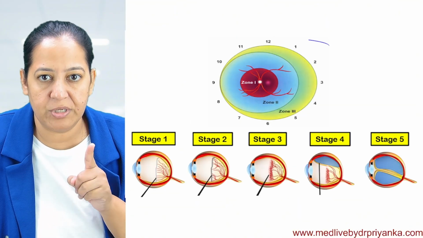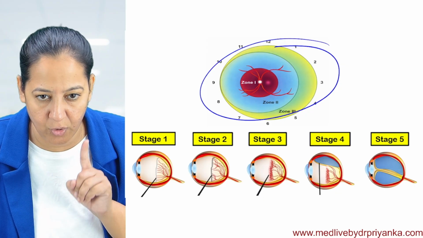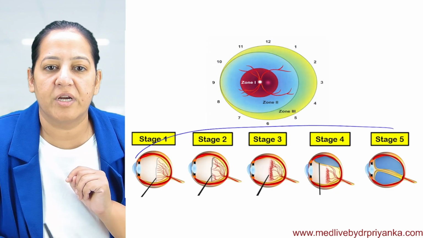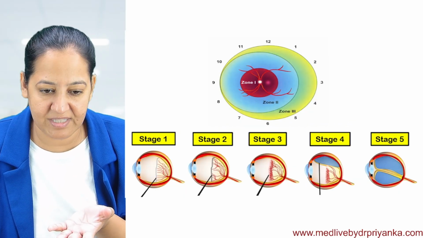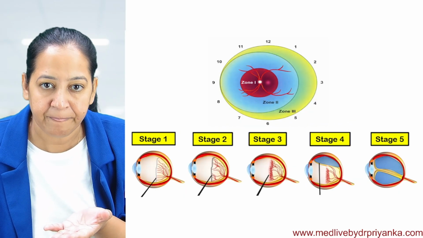Okay, now you can see the 3 zones over here. Red, blue, yellow. Zone 1, zone 2, zone 3. And you can appreciate the 5 stages. Now, these stages can occur in any of the zones. The patient can have disease. The newborn can have disease in any of the zones.